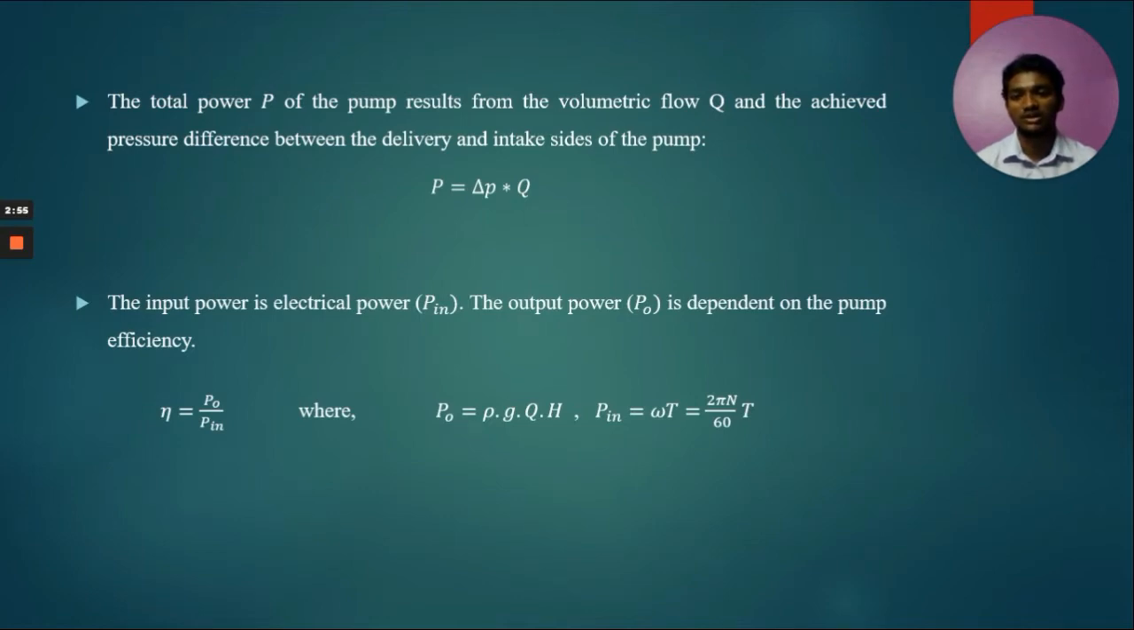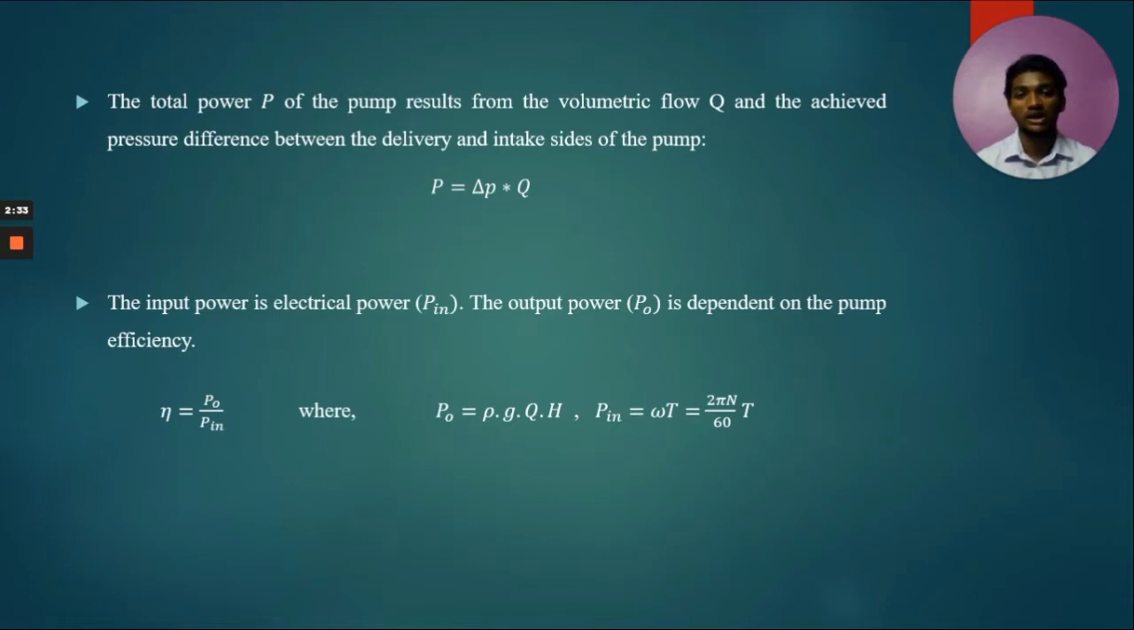So this is the equation, the formula that I'm going to use. First, the total power P of the pump results from the volumetric flow Q and the achieved pressure difference between the delivery and intake sides of the pump. So power P equals delta P multiplied by Q. The input power is electrical, which is P in.